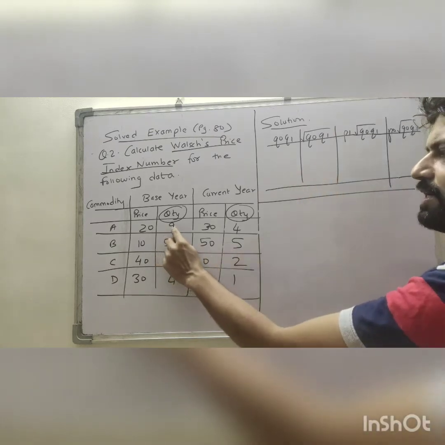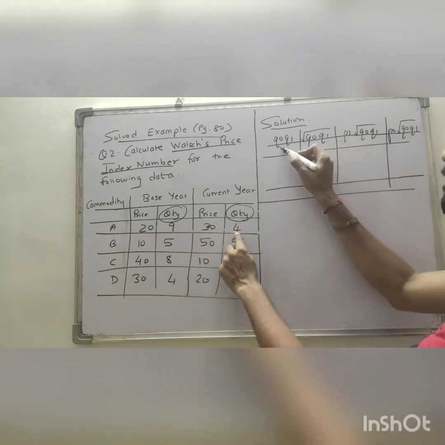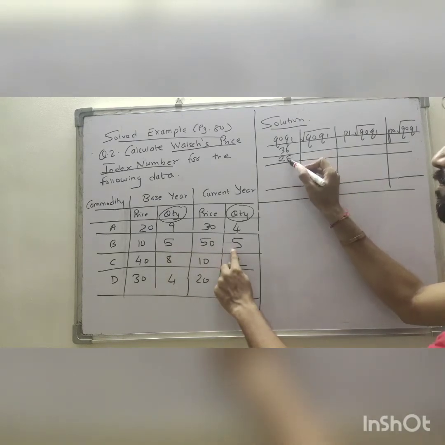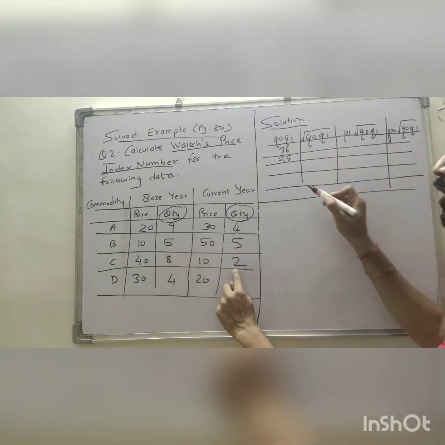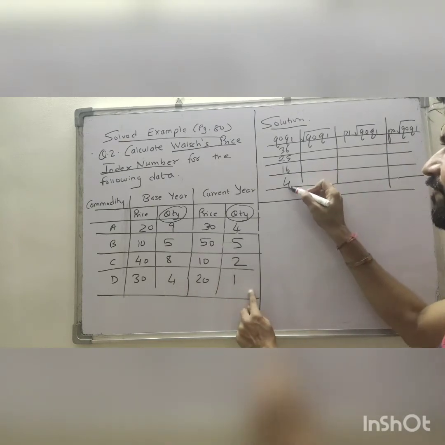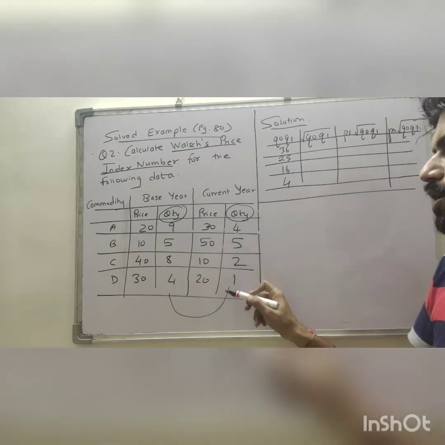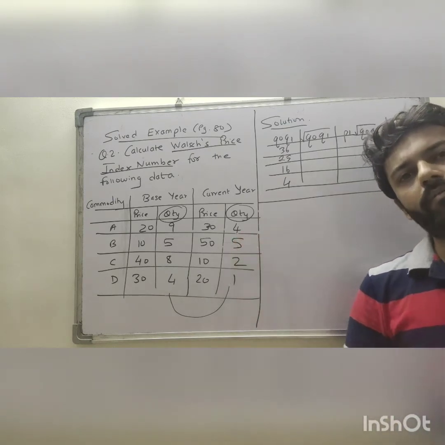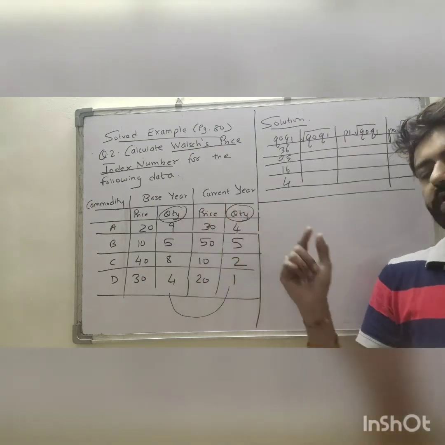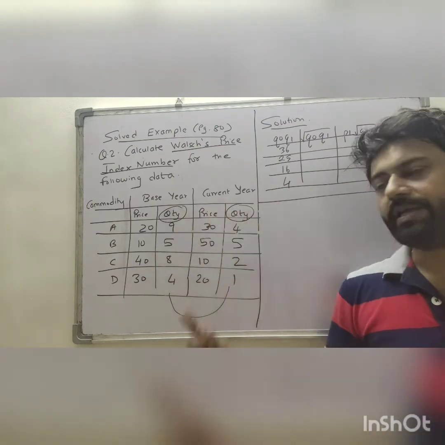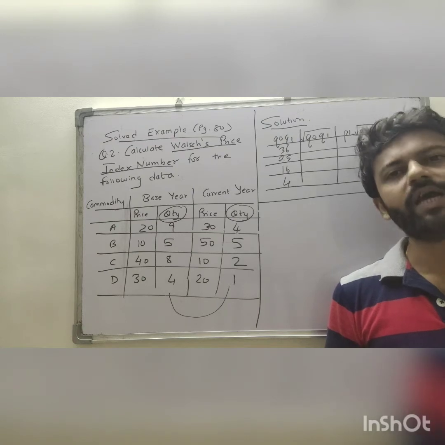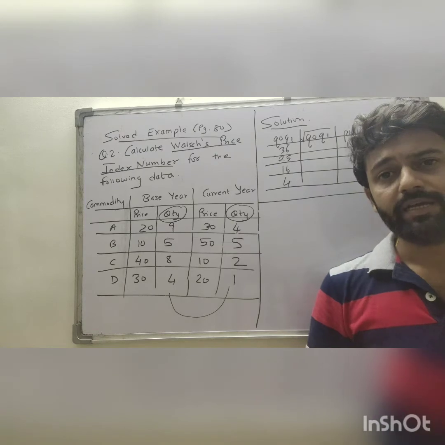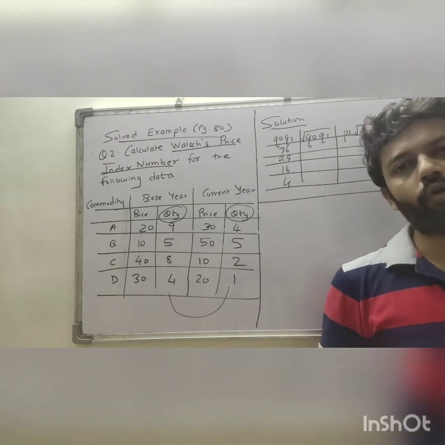Their multiplication: 9 4s are 36. 5 5s are 25. 8 2s are 16. 4 1s are 4. This is Q0 and Q1. In your writing book or in the question, you can mention this is Q0, this is Q1. Here I have done it orally. Base year is called 0, current year is called 1. Remember, notice this carefully: 36, 25, 16 and 4.